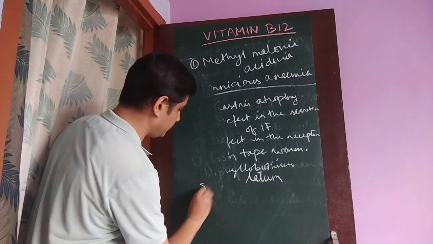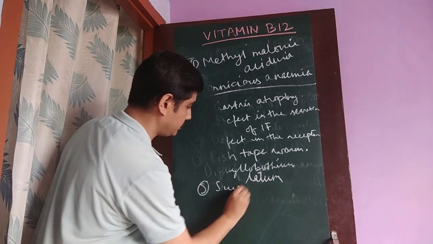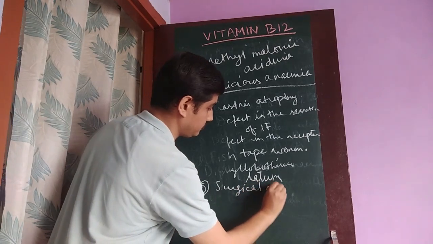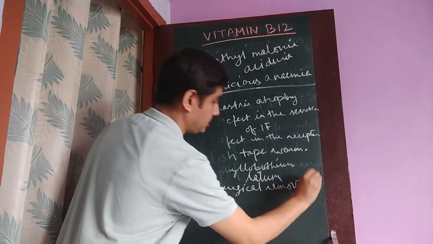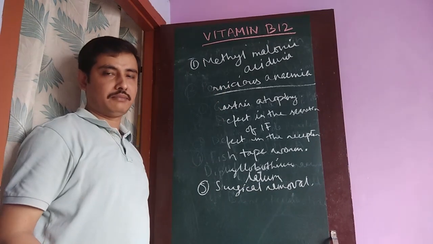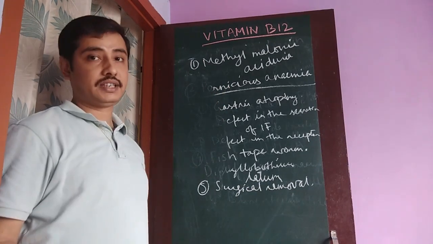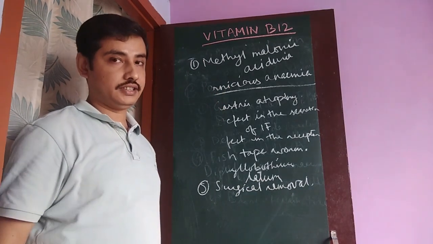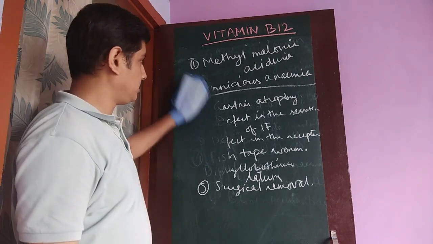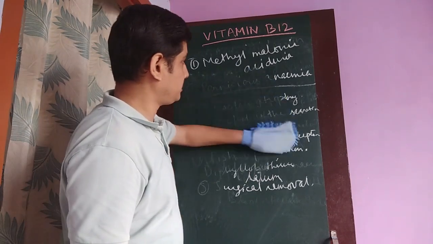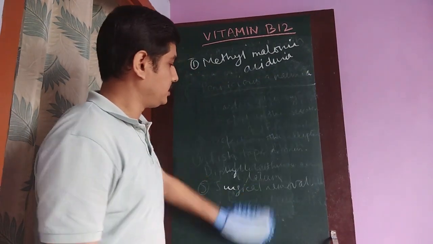The fifth cause is the surgical removal of part of the stomach or intestine. So absorptive surfaces will be decreased. So there is decreased vitamin B12 absorption, so there will be vitamin B12 deficiency. So there is pernicious anemia.